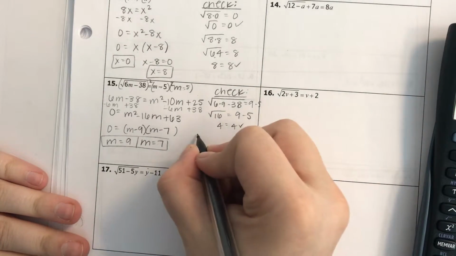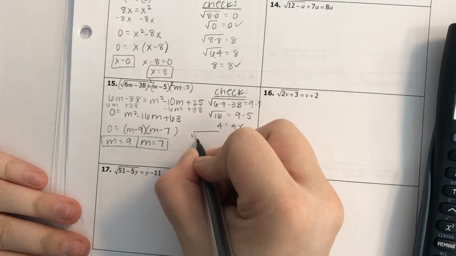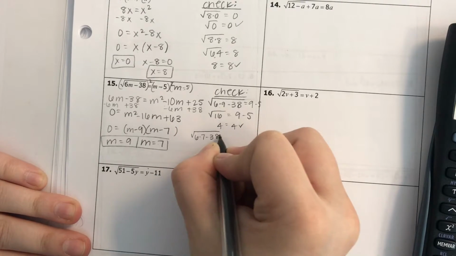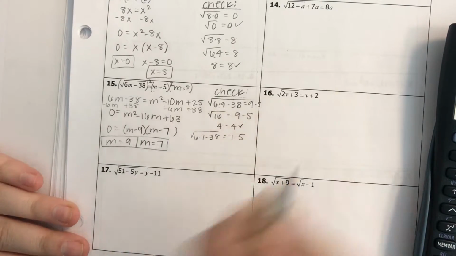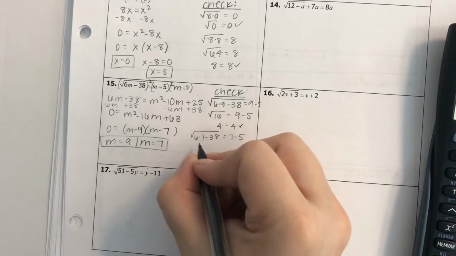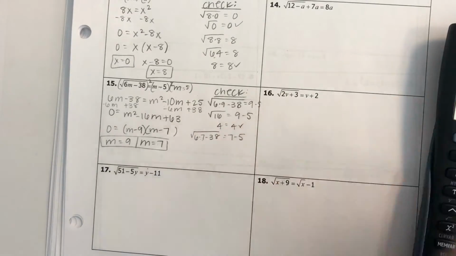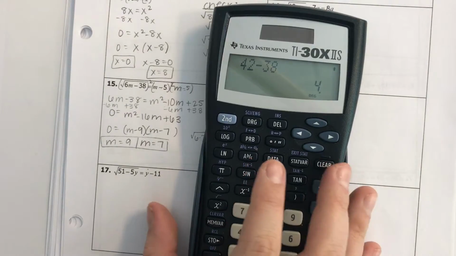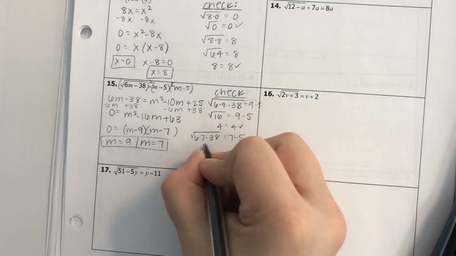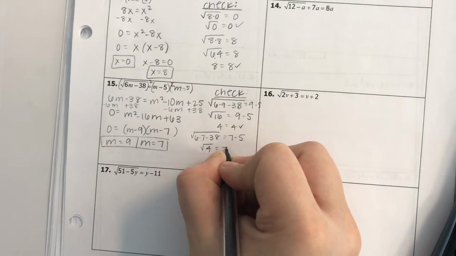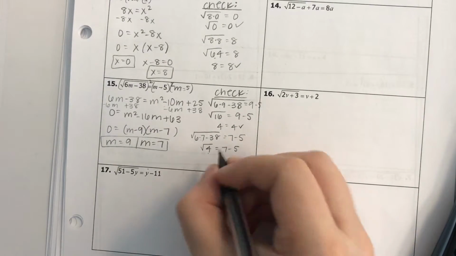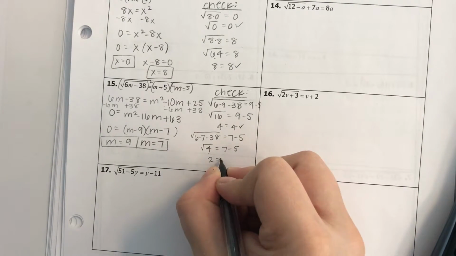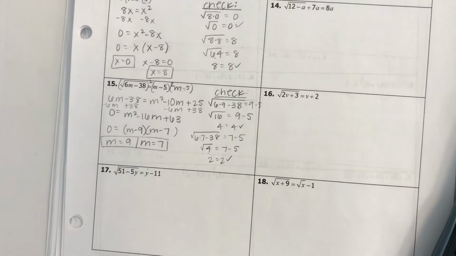And let's check 7. Six times 7 is 42. 42 minus 38 should be 4. Square root of 4 is 2. 7 minus 5 is 2. They both work. Okay, we have one more.